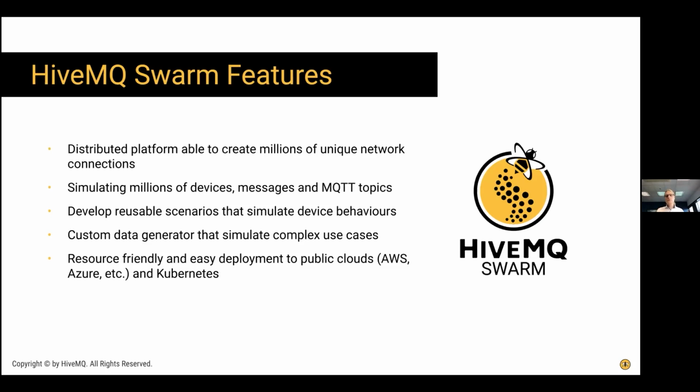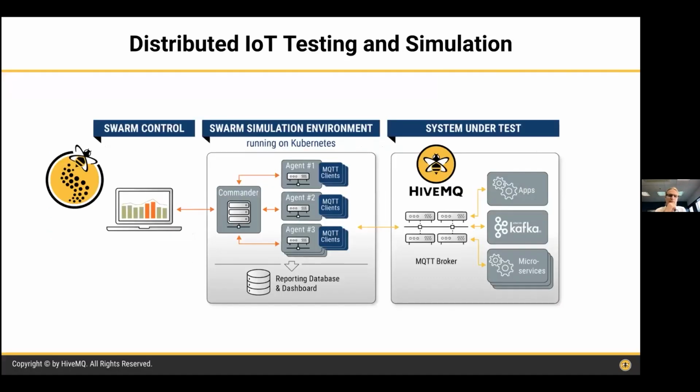It allows you to develop reusable scenarios that simulate actual device behavior. So the times where you needed to code a specific behavior are now over. You can describe what a device should do, and then basically you can just run it. You can also plug in custom data generators, because sometimes real devices have very complex message formats, or you want to test specific cases where data needs to be structured in a specific way. And this is something you can do also with Swarm. You can plug in your own data generators, and you can deploy it basically everywhere.